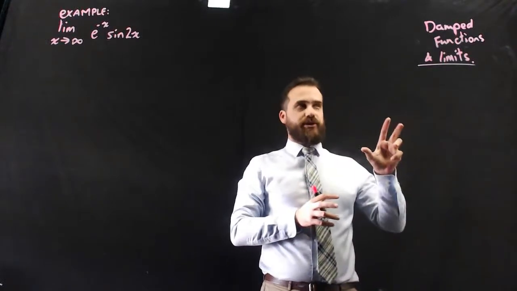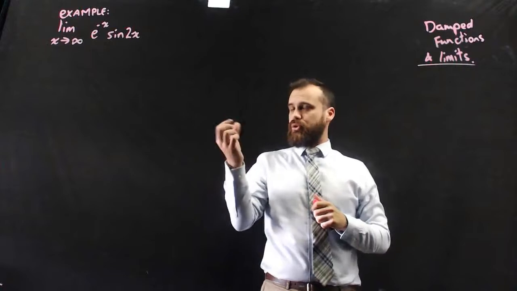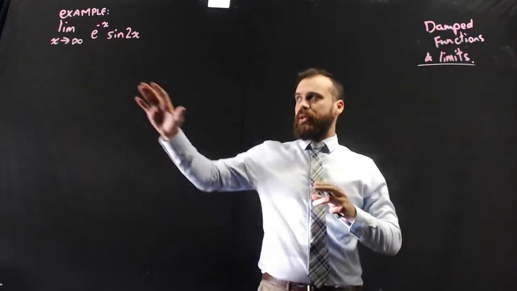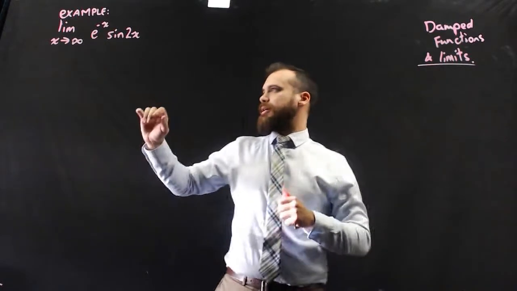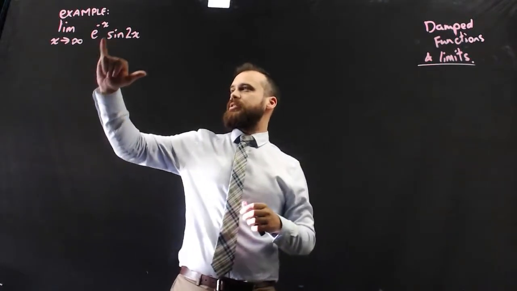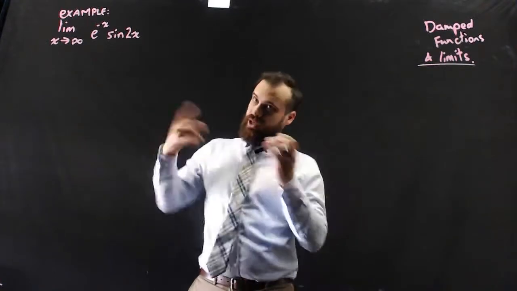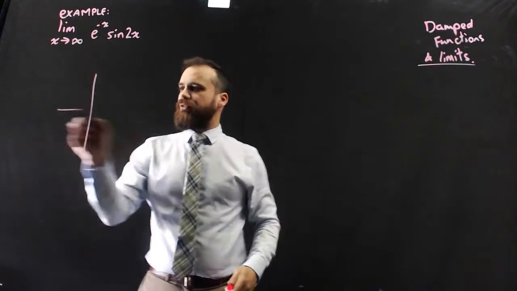So we're looking at damped functions here and limits. You just want to be able to interpret limits and be able to solve something like this. This says the limit as x approaches infinity of e to the negative x sine 2x. So sketch it first, real quickly, just a rough idea.